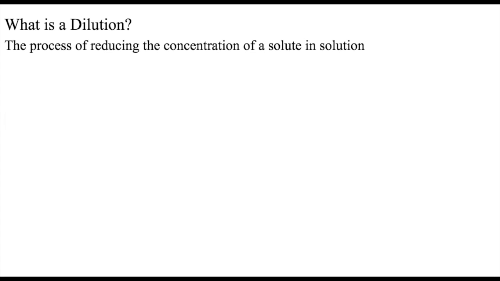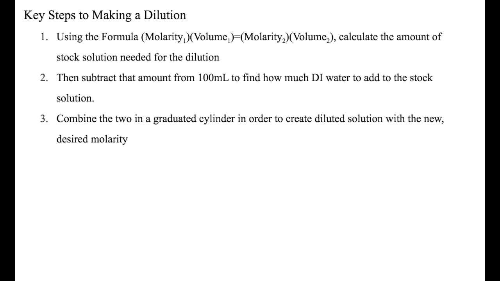What is a dilution? A dilution is the process of reducing the concentration of solute in a solution. Key steps to making a dilution. Use the formula molarity 1 times volume 1 equals molarity 2 times volume 2 to calculate the amount of stock solution needed for the dilution.